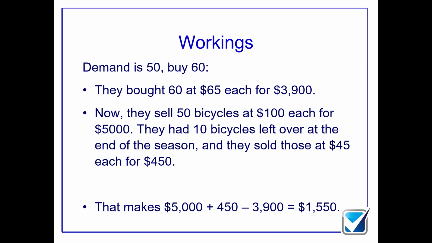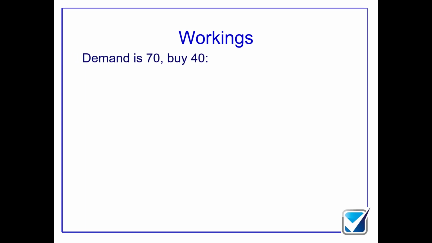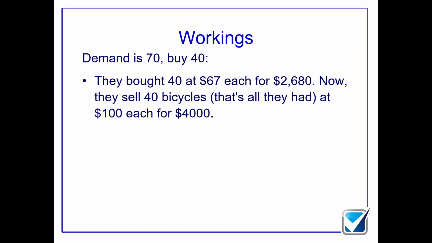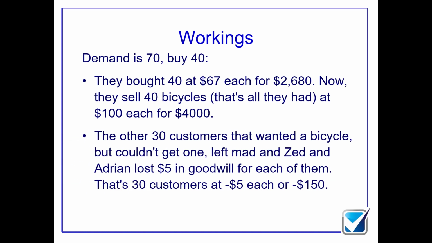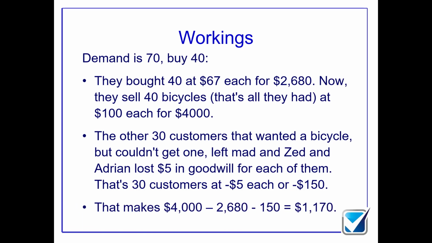But what I want to do now is show you the negative impact of this goodwill. What now happens is demand is 70, but we only buy 40. So we buy 40 at $67 each. There's our costs. We now end up selling 40 bicycles because that's all we've got for $100 each. And now we have 30 customers who are really upset with us. And these 30 customers now have an overall value of negative $5 each because of the negative impact of a stock out causing negative goodwill. So there's my customers being upset, the negative 150, giving me an overall net profit of 1170.